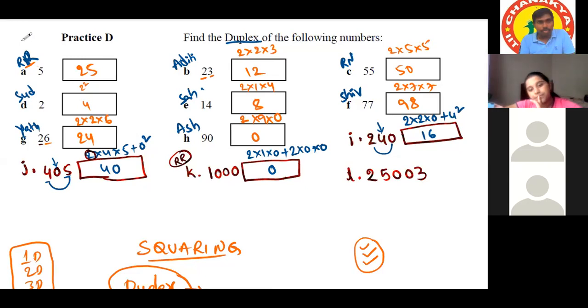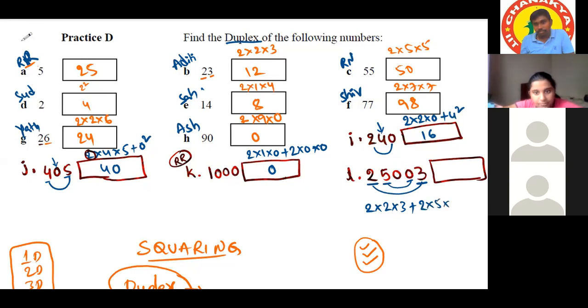Sir, I think we have to first multiply 2 into 2 into 3. One second, I'll write that procedure. 2 into 2 into 3, correct. Plus 2 into 5 into 0. Plus 0 square. How much overall is it?